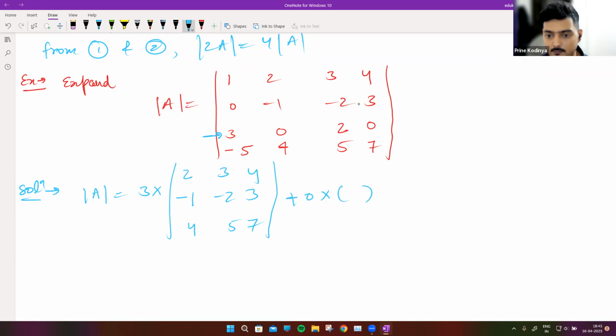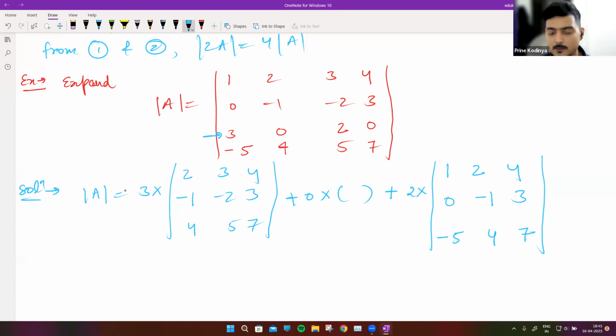Plus 0 into whatever. Plus 2 into, now this 2 belongs to third row and third column. So third row plus third column is equal to 6. That is, -1 to the power 6 would be +1. So 2 into its minor. Again, we will delete this: 1, 2, 4; 0, -1, 3; and then -5, 4, and 7, with a positive sign only, because -1 to the power i plus j this time is positive. And then plus 0 into whatever.